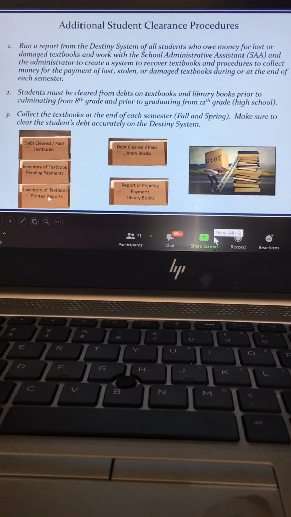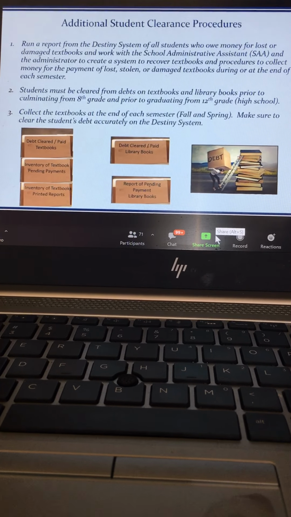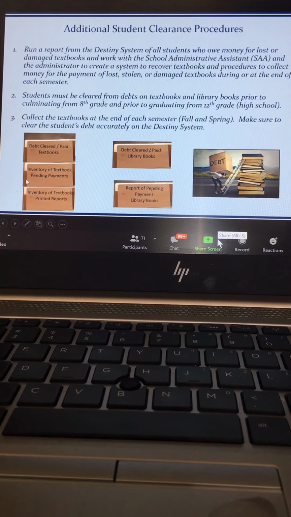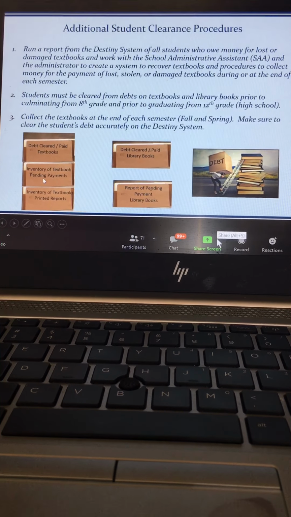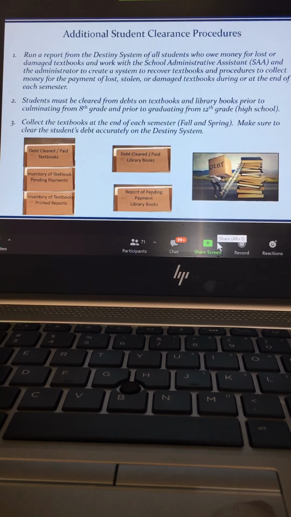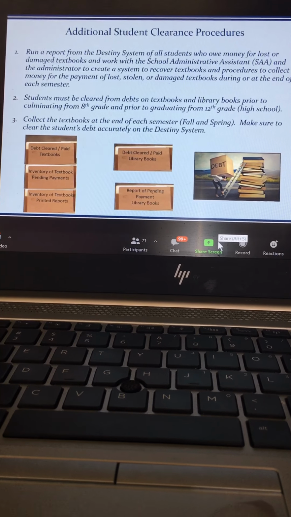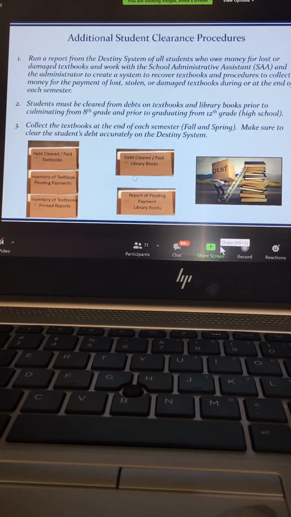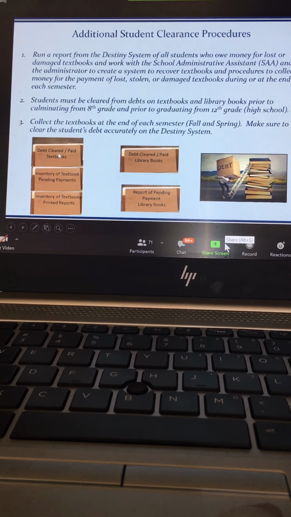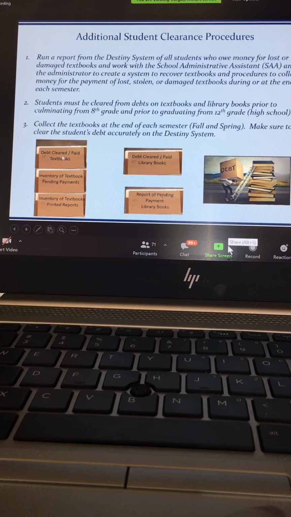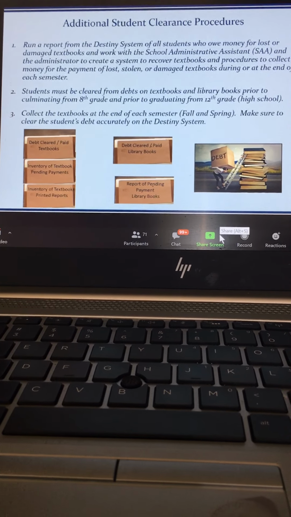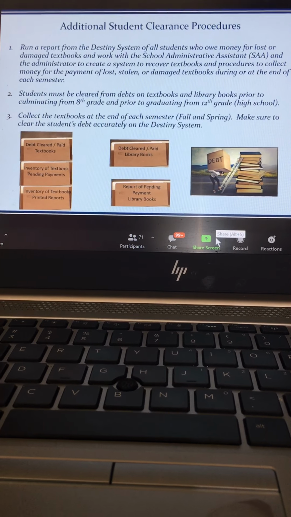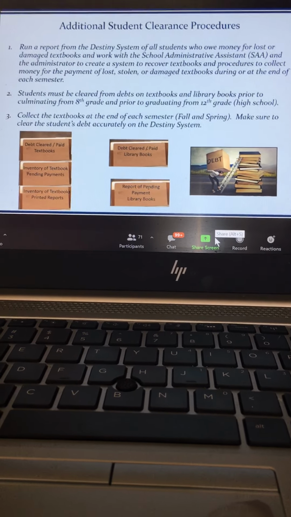So if we are keeping a good inventory of the textbooks, then we're going to know what textbooks are available for the next school year. And then the pending payments, an inventory of pending payments, so that way you know exactly what the student owes. And then once the student pays or clears the debts, you might want to have another report for the cleared debts, so that way there are no misunderstandings and the student can pick up their diploma successfully, and the procedure will be very smooth for the student.